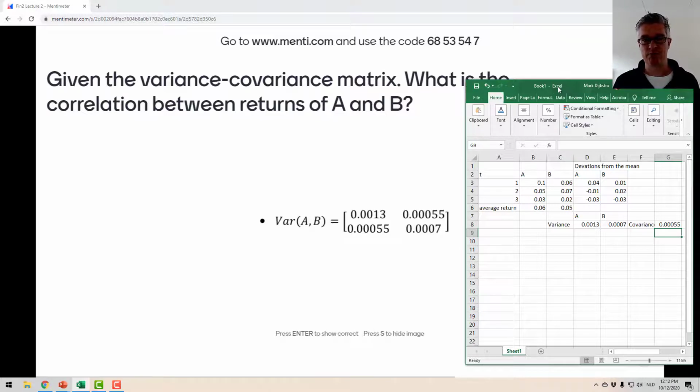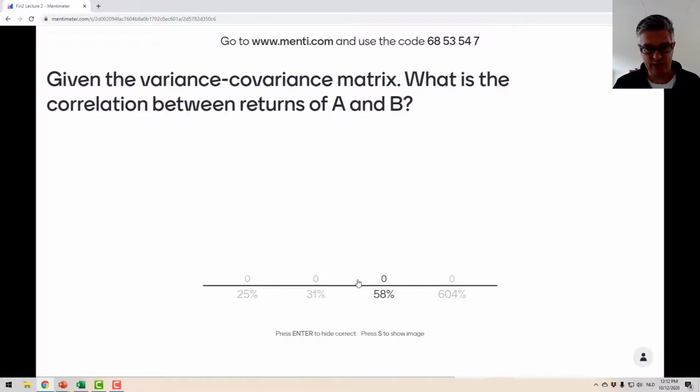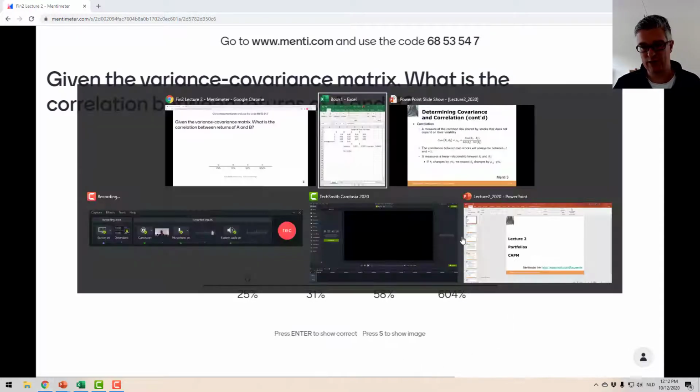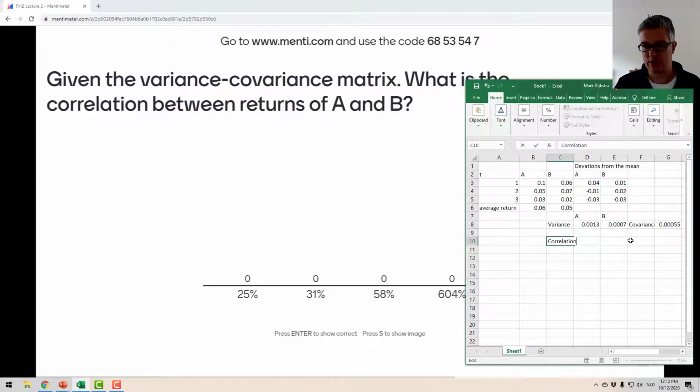I'll give you a moment to pause me. So what is the correlation then? Let's calculate this. Or maybe first show the correct answer. I have 58% here. So let's see if we can come up with that number as well if we calculate the correlation. The correlation is the covariance over the product of the standard deviations. We don't have the standard deviations yet, but we do have the variances, so we can simply take the square root to obtain the standard deviations. And then that should give us, indeed, 58%.